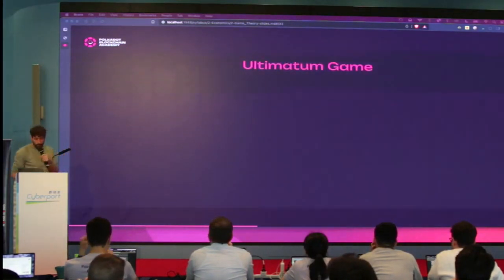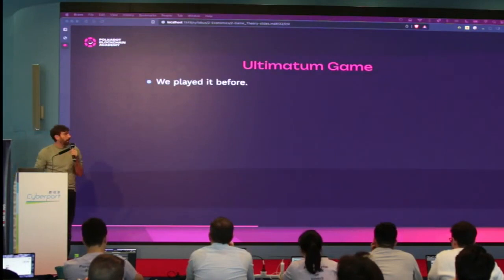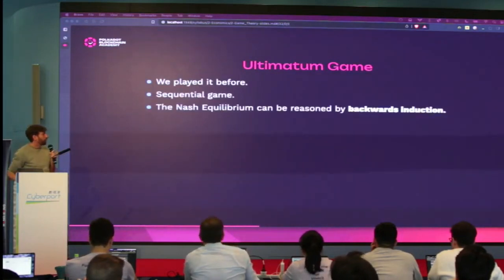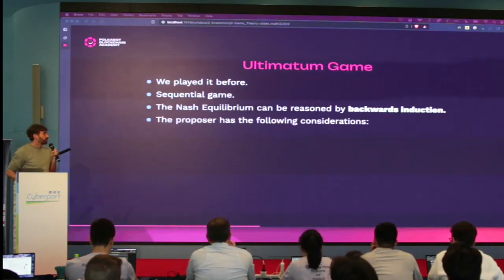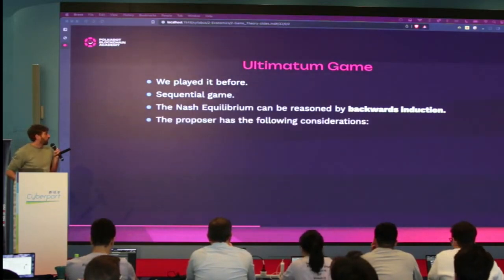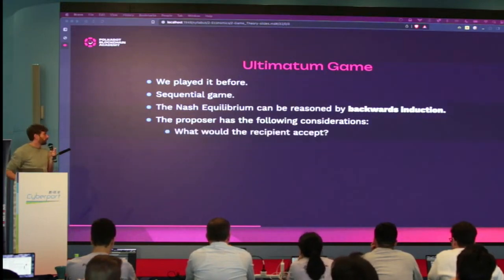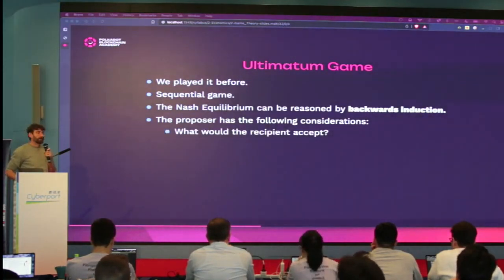Let's talk about the ultimatum game. And we played it before. As I said, it's a sequential game. And the Nash equilibrium can be reasoned by backwards induction. So the proposer has the following considerations. So this was player one. What would the recipient accept?